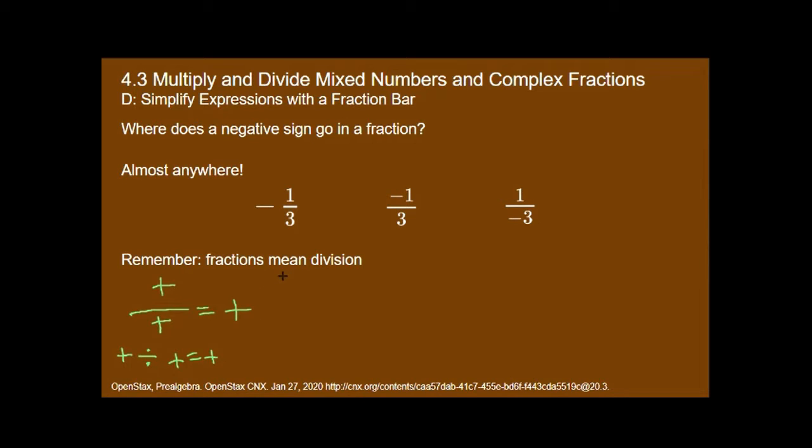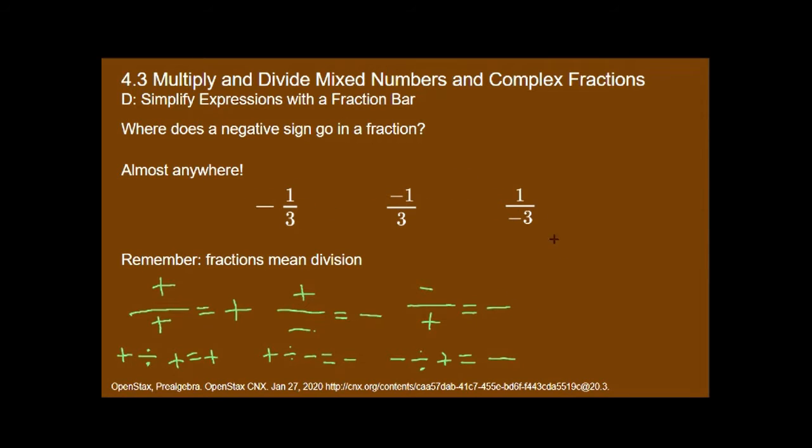And then looking at some of our fractions up here with negatives, this one is a positive divided by a negative. Remember a positive divided by a negative is equal to a negative. So if you have a fraction with a positive on the top and a negative on the bottom, that equals a negative fraction. This one, the negative is on the top, negative divided by a positive. We know that a negative divided by a positive is a negative, so this fraction is equal to a negative fraction.